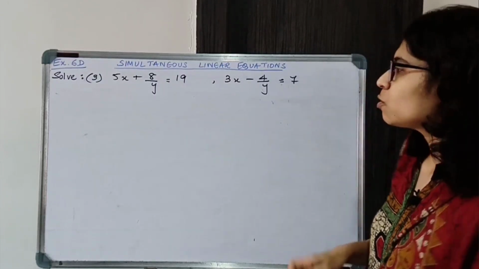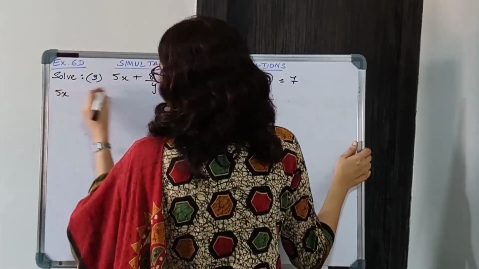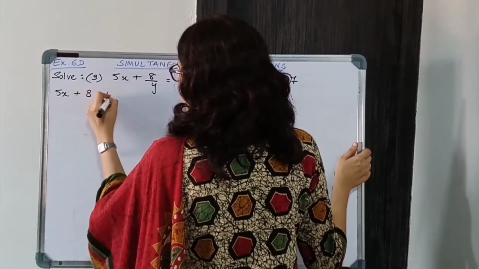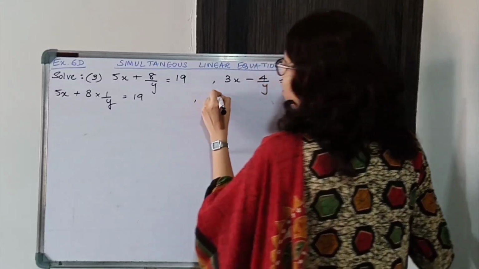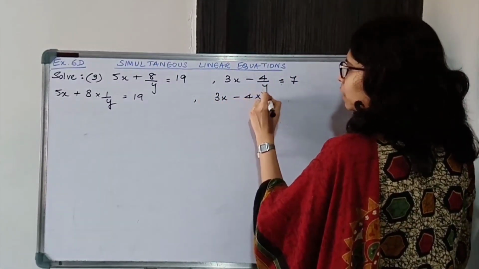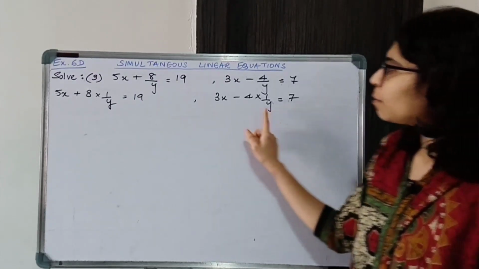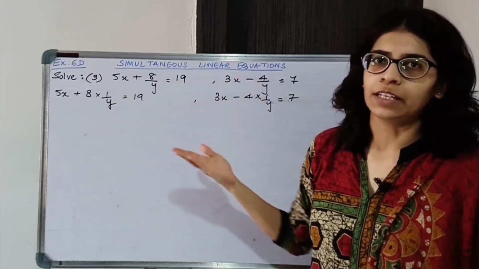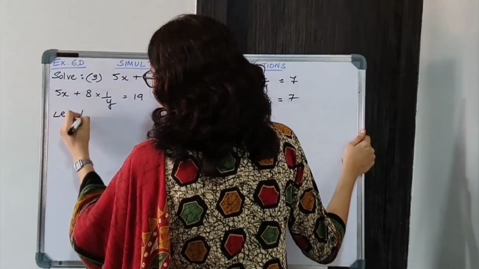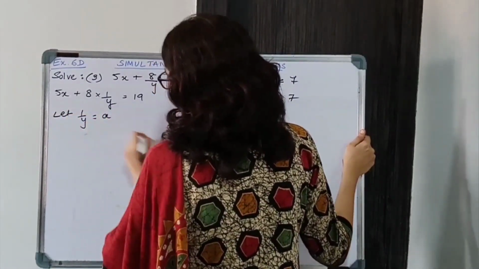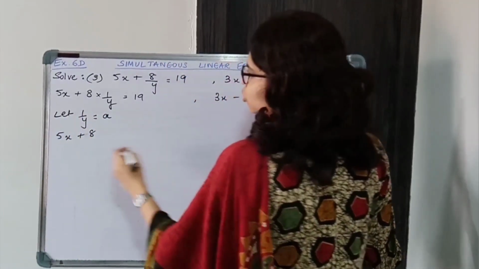Okay, so this is an optional step. 5x plus 8 into 1 upon y equals 19, and here 3x minus 4 into 1 upon y equals 7. Okay, 1 upon y we'll take as some other variable, we'll take it as a. So let 1 upon y be equal to a. So 5x plus 8 into 1 upon y becomes a.